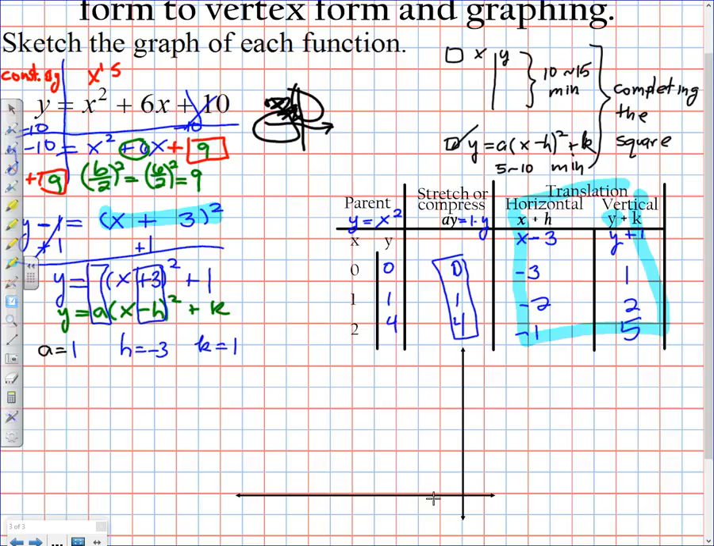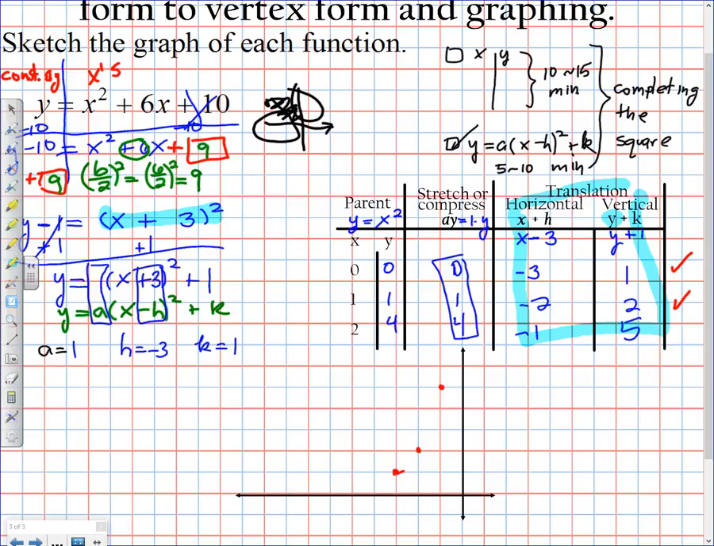If x is negative 3, and y is 1, that is the first point. Second point, x is negative 2 and y is 2. This is my second point. Third point, x is negative 1 and y is 5.